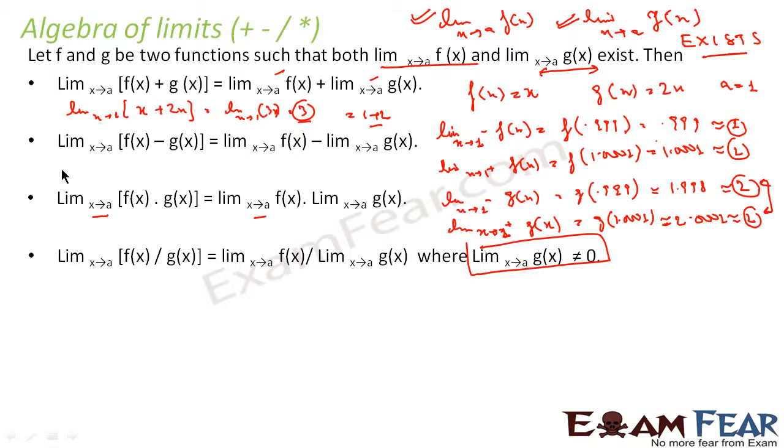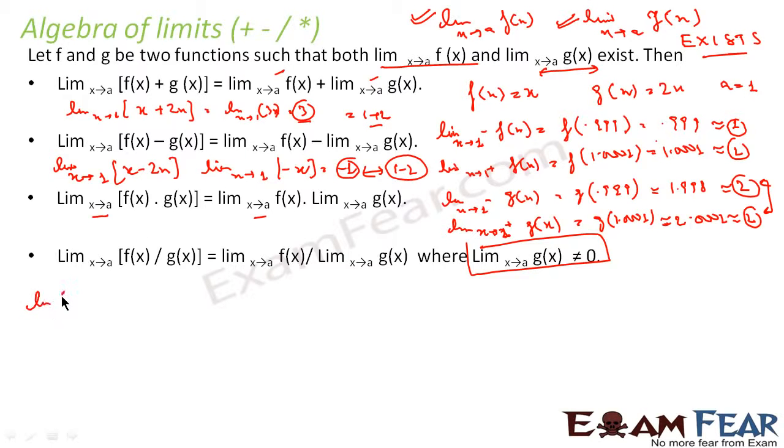Similarly for subtraction, when you say limit of x tends to 1 of f(x) minus g(x), that is x minus 2x, that is limit of x tends to 1 of minus x, that will be minus 1. And here also if you subtract the limits of f(x) and g(x), you get 1 minus 2 is equal to minus 1, correct? So both are same. Similarly, we will do for multiplication.